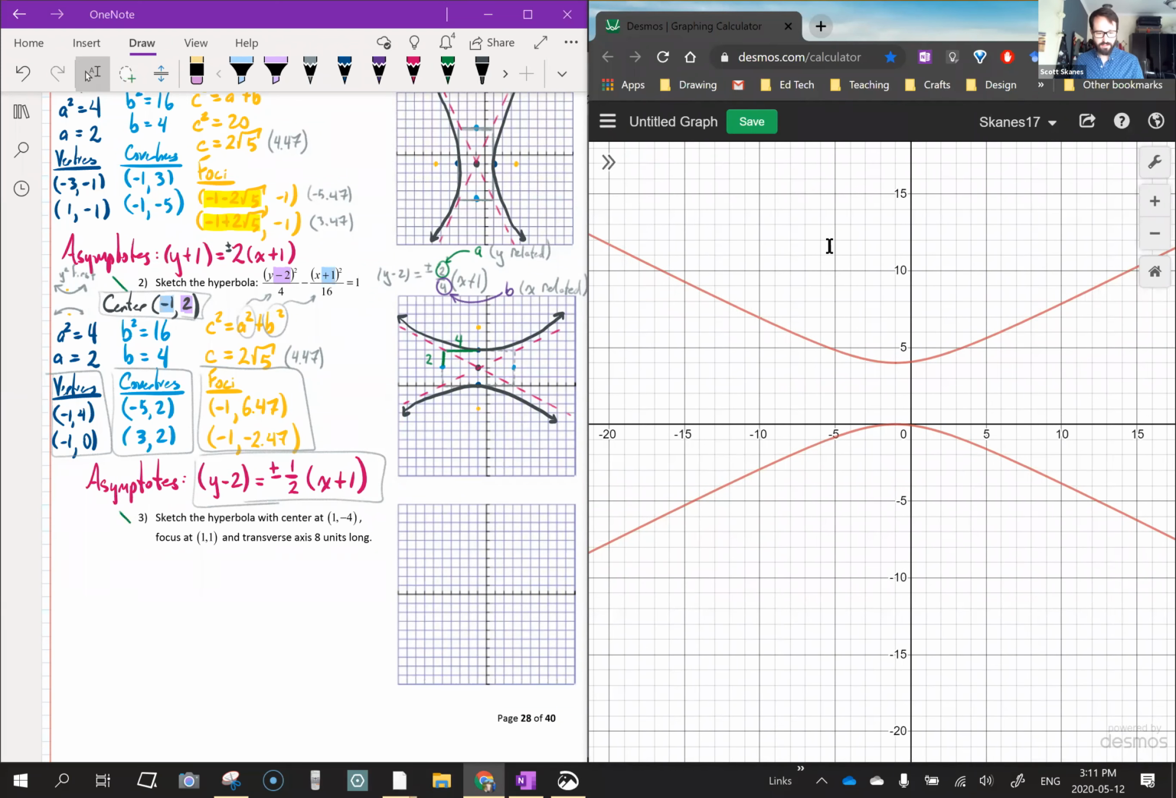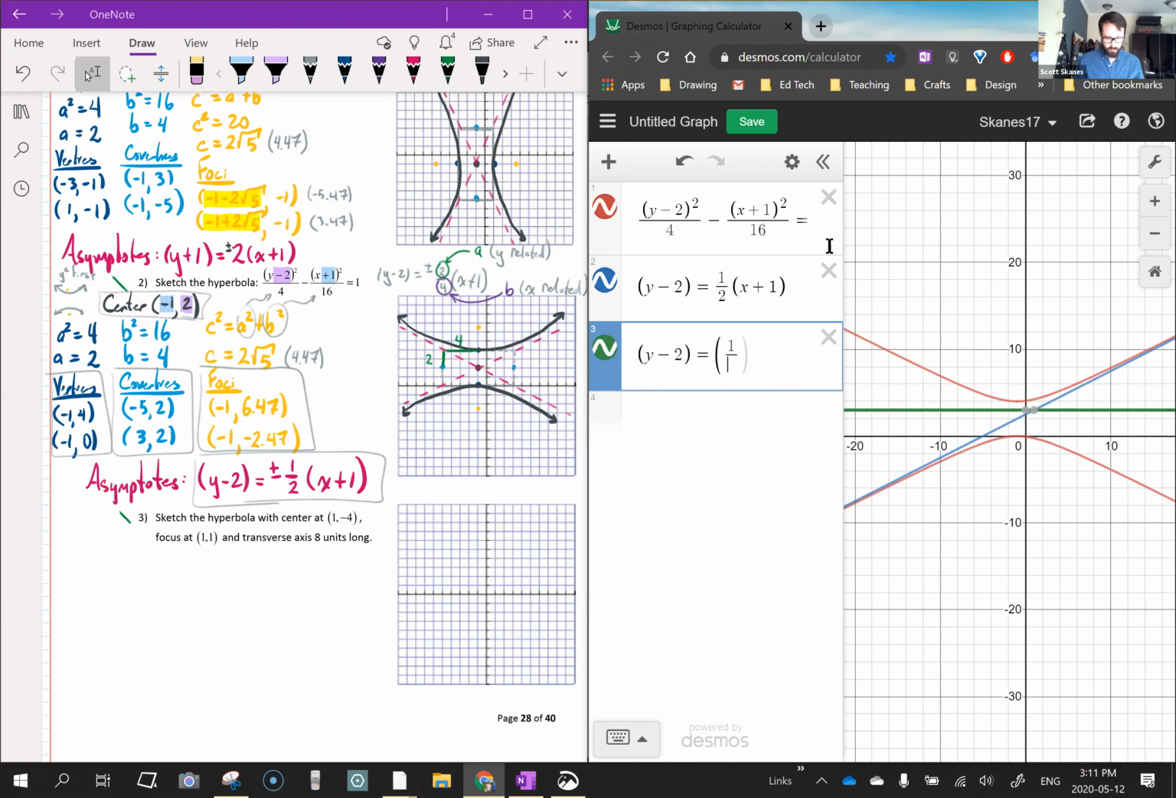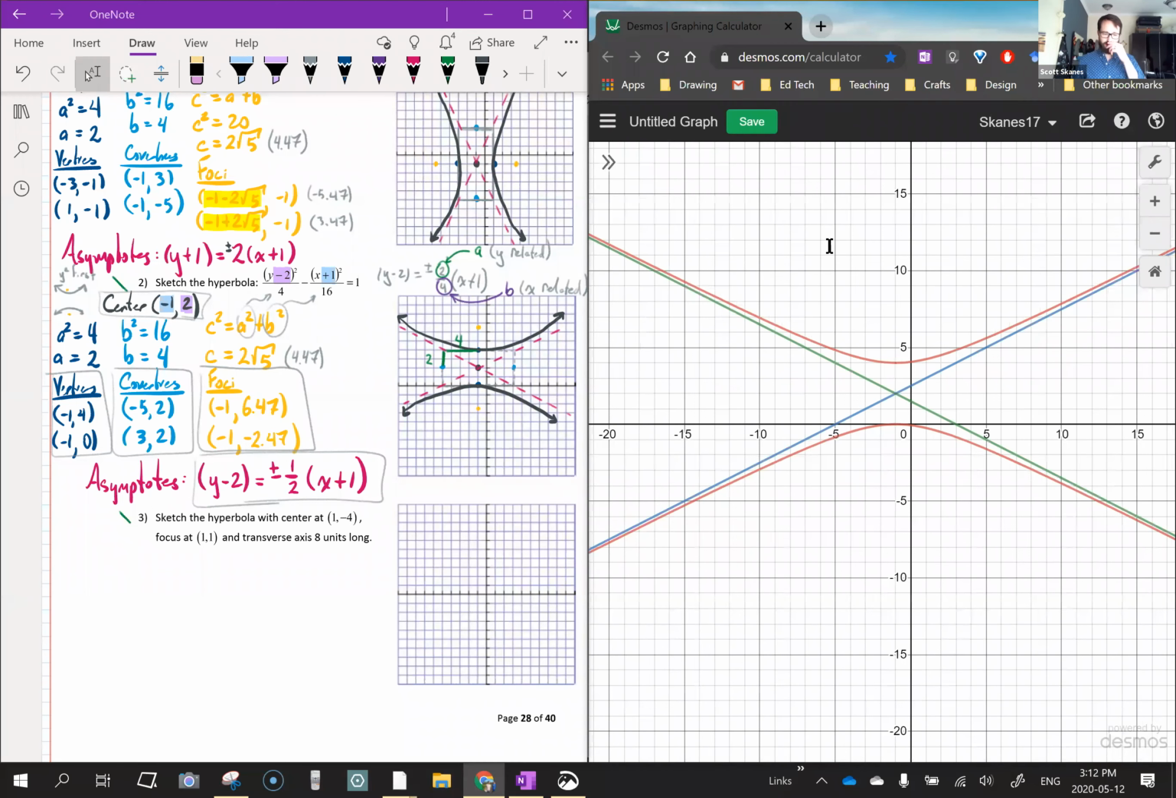I'm going to make the asymptotes. I'm going to put in my asymptote equation: y minus 2 equals 1 over 2, x plus 1. All right, crosses down. Perfect. Y minus 2 equals, oh, minus 1 over 2, x plus 1. Okay, so I know my answer is correct. I graphed my hyperbola and my asymptotes. I can see that it goes perfectly along those lines.